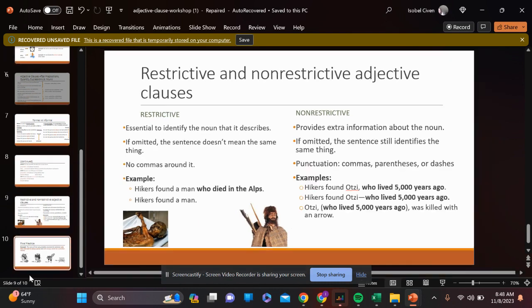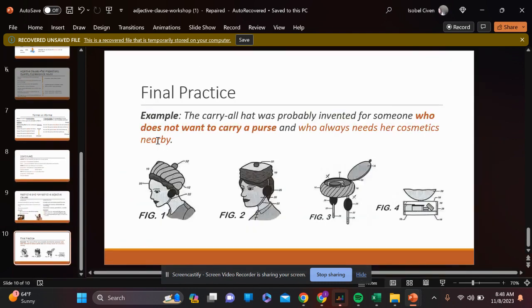Okay, so final practice. I made this presentation many years ago when I was working at Cal State Dominguez. So the carry-all hat was probably invented for someone who does not want to carry a purse and who always needs her cosmetics. Yeah, who modifies someone and who also modifies someone. You need to use who in both parts of this sentence.